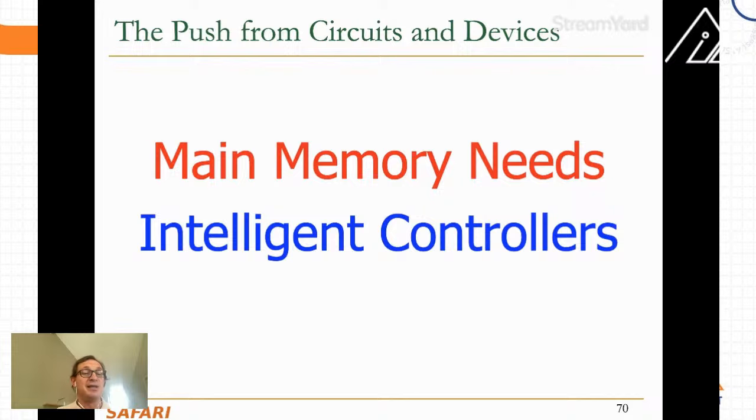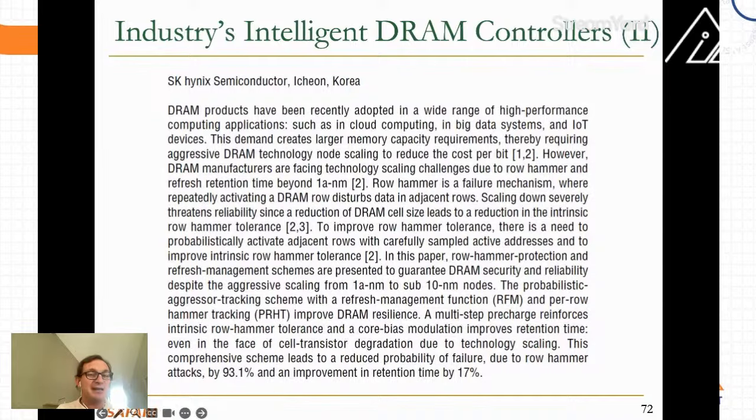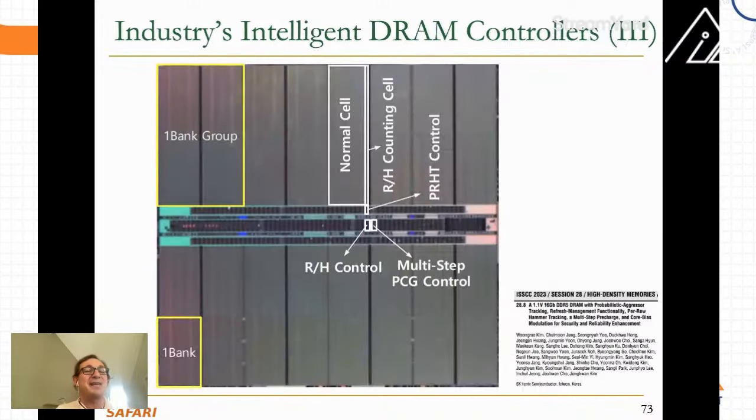An intelligent controller, for example, can figure out which rows are being hammered by counting how many times each row is being hammered, and then refresh adjacent rows. This is one of the solutions that we have proposed and one of the solutions that is being implemented in industry today. So this problem caused industry to implement memory controllers inside the DRAM chips that are much more intelligent. You can find this information in ISSCC, which is a major circuits conference this year, from SK Hynix. And essentially, they finally acknowledge the problem and they develop solutions.